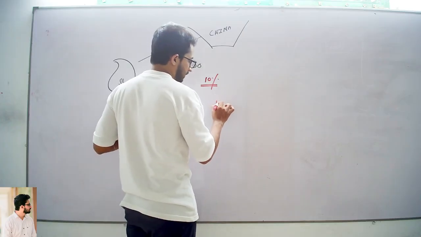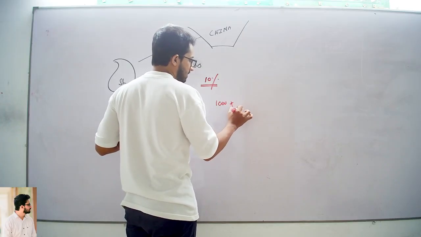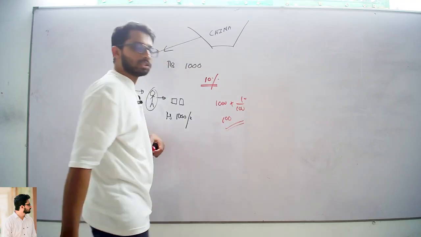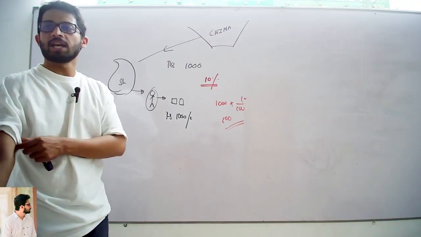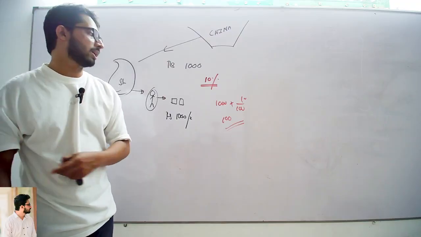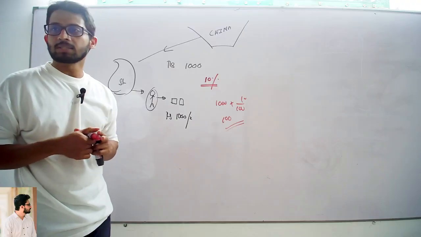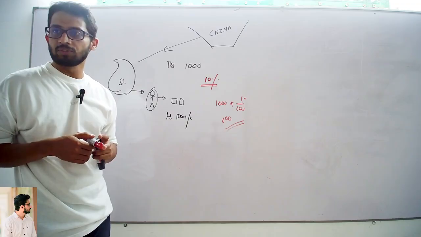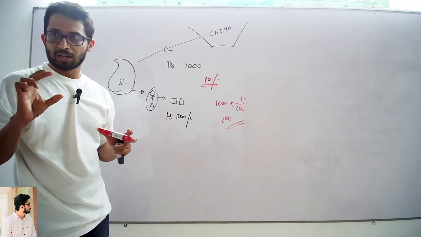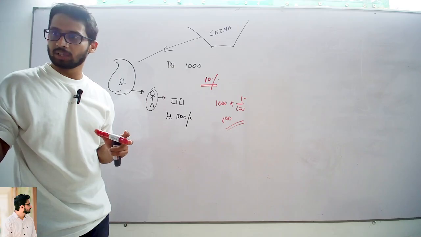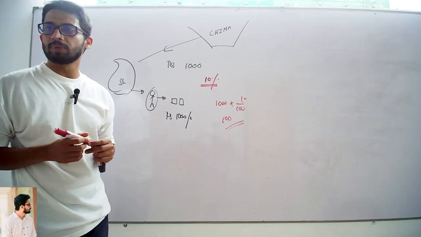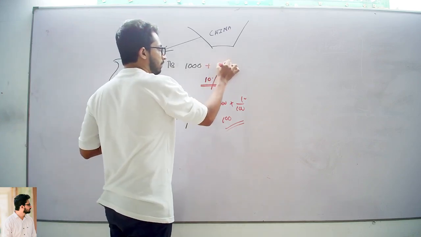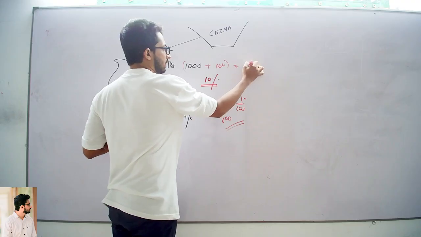10% means how much? 1,000 times 10%, how much is the value? 100 rupees. It means the importer has to pay 100 rupees additional to the government. Then finally, what importers do is add this additionally paid 100 rupee tariff to the import price of the imported good. Then the price of the imported good would be how much? 1,100.